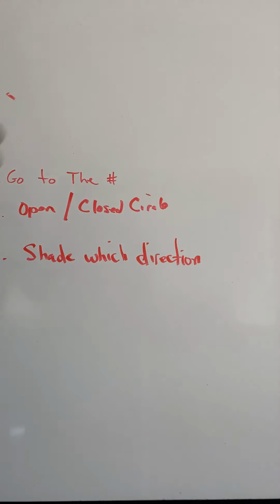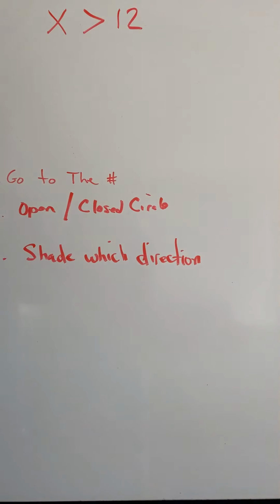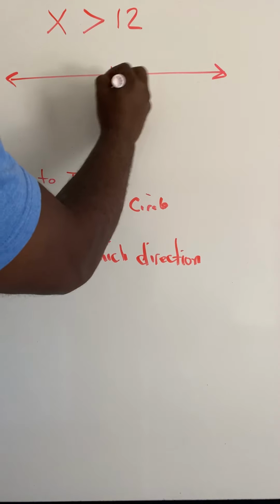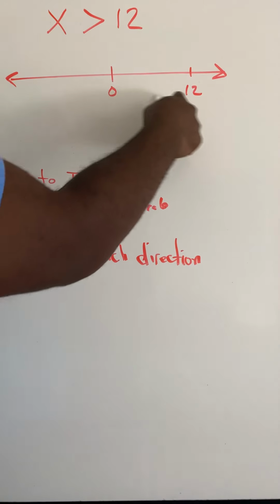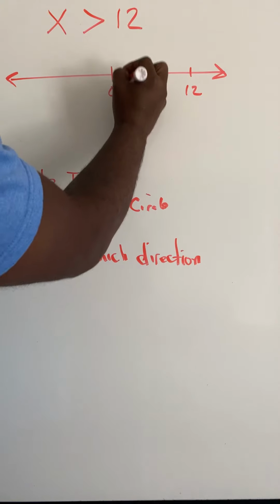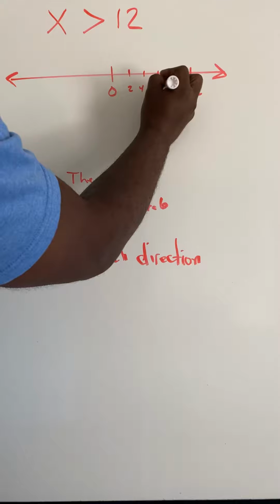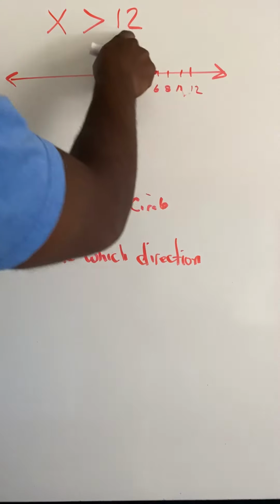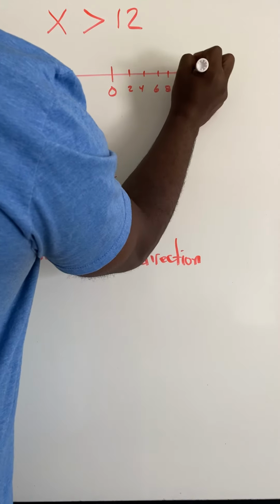You got x greater than 12. X greater than 12. So what do we do? Step 1, go to the number. And I'm just doing a kind of brief number line because of time. So here's 0 and all the numbers in between. Here's 12, okay? We'll just call this 2, 4, 6, 8, and 10, okay? And here's 12. So we go to the number, open or closed circle. No line there, so that means it's open. It does not include this number.